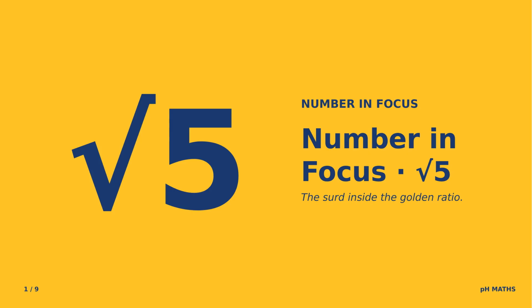Number in focus: root 5. Root 5 is the surd inside the golden ratio, the diagonal of a 1 by 2 rectangle, and the hidden engine behind every Fibonacci formula. By the end of this video, you'll know how root 5 connects Pythagoras to phi, where it simplifies out of root 20 and root 45, and why it deserves a place in your surd shortcut list.